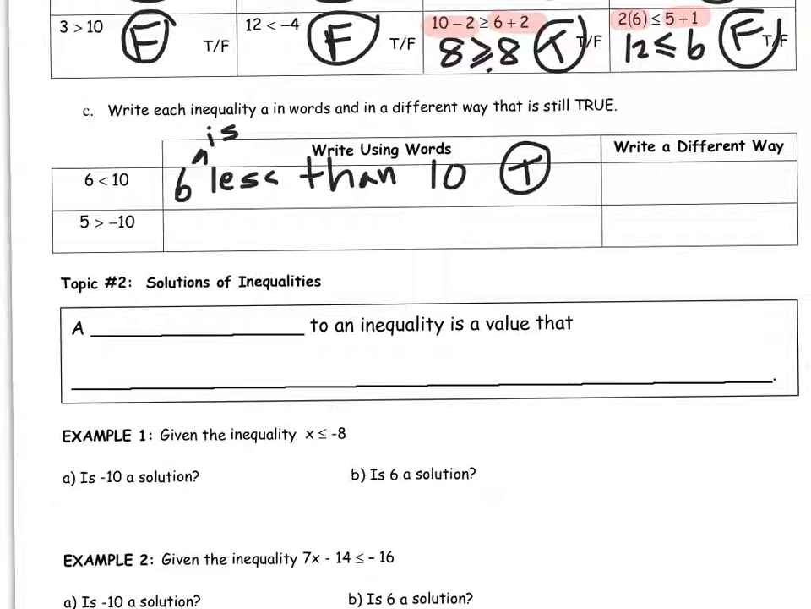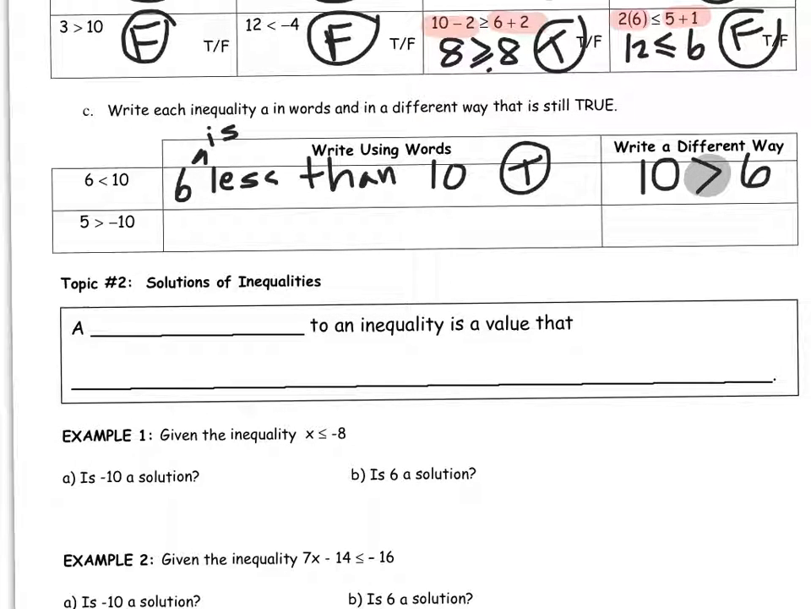If we want to write this a different way, we can also arrange these in a different order, but we can put, let's say, the 10 first and the 6 next. If I want this to still be true, the symbol that I need right here is not a less than symbol, but a greater than symbol. And this is still true. 10 is greater than 6.